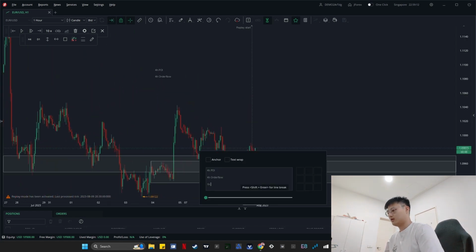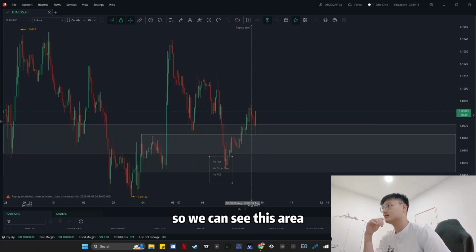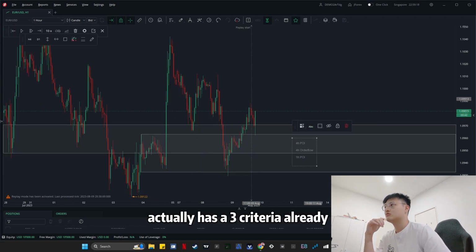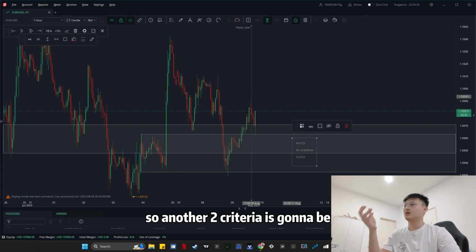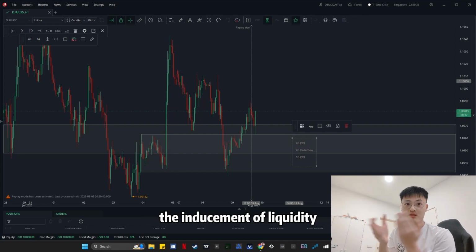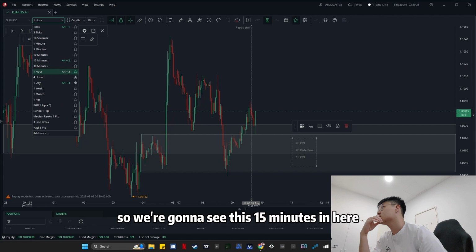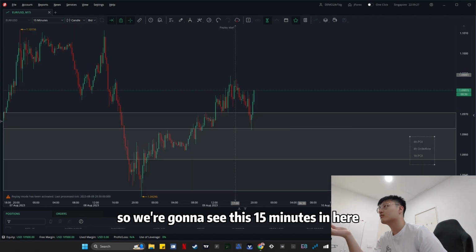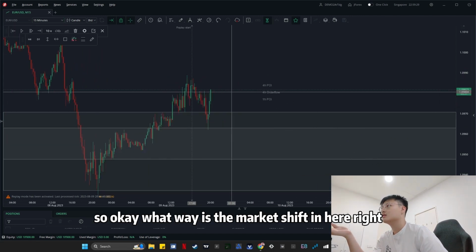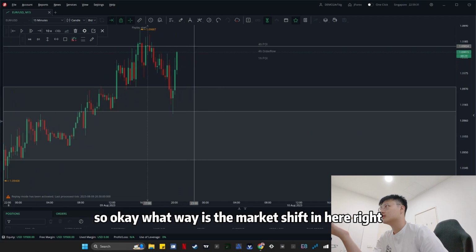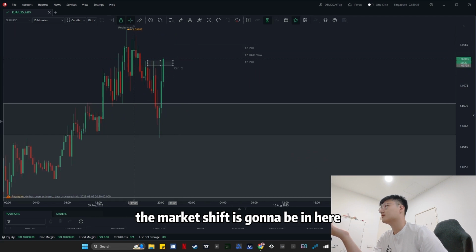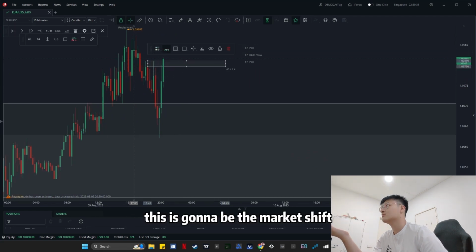Again, I'm going to add it in here. Price is going to reach the 1 hour POI. So you can see this area actually already has 3 criteria. The other 2 criteria are going to be the inducement of liquidity and market shift. So we're going to look at the 15 minutes here. Okay, where is the market shift? The market shift is going to be here. This is going to be the market shift.